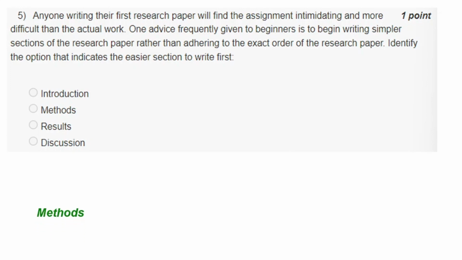Anybody else has a different opinion? I already explained why methods seems the easiest. Anybody else has any kind of different opinion? Welcome to share. Give me one second. Moving on to the next question.